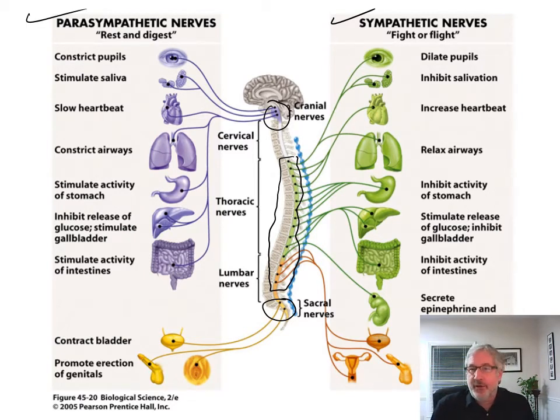On the right side, you have sympathetic nerves. You have the fight or flight system: dilating pupils, inhibiting salivation, increasing heart rate, relaxing airways, inhibiting the stomach activity, stimulating release of glucose, inhibits the gallbladder, inhibits the activity of the intestines, secretes epinephrine and norepinephrine, relaxes the bladder. So that's the difference in the sympathetic and parasympathetic systems. Next slide.